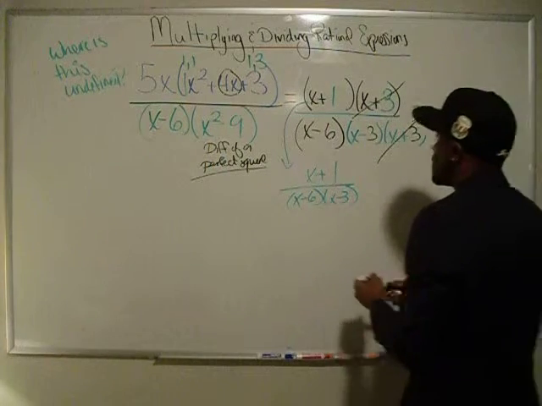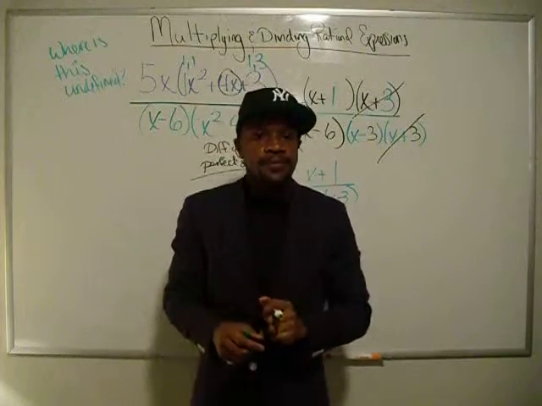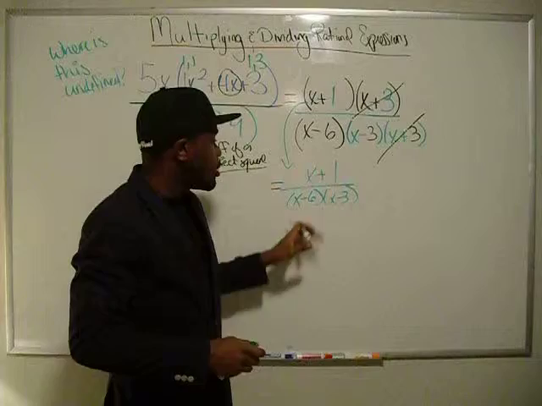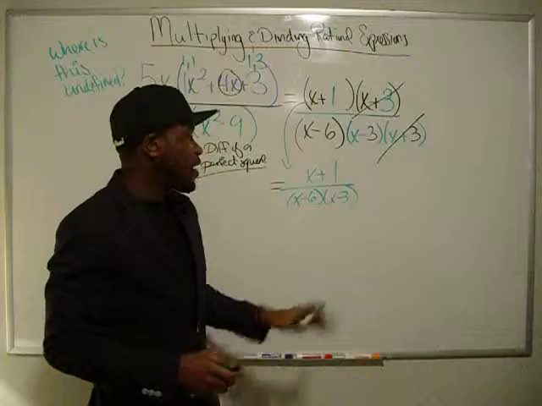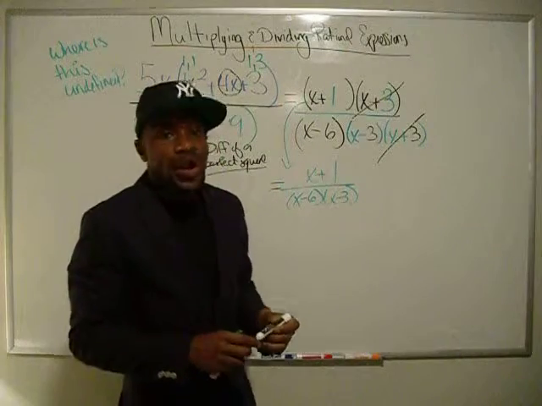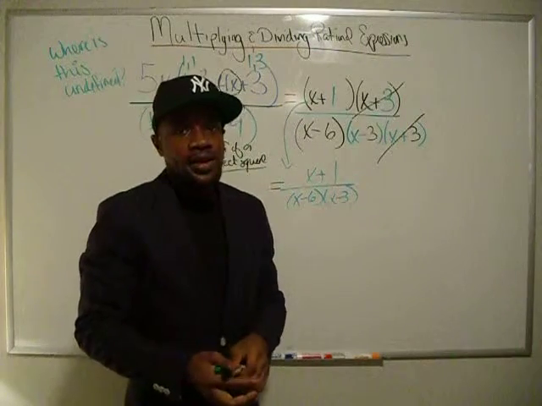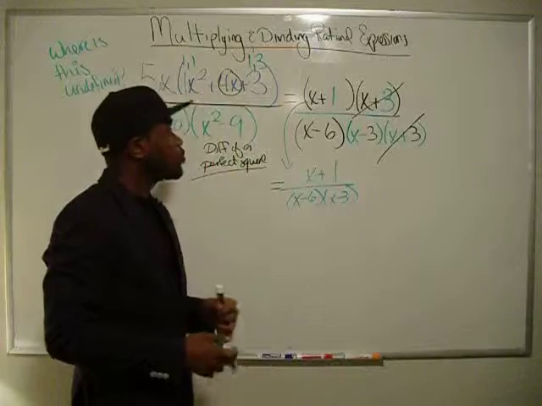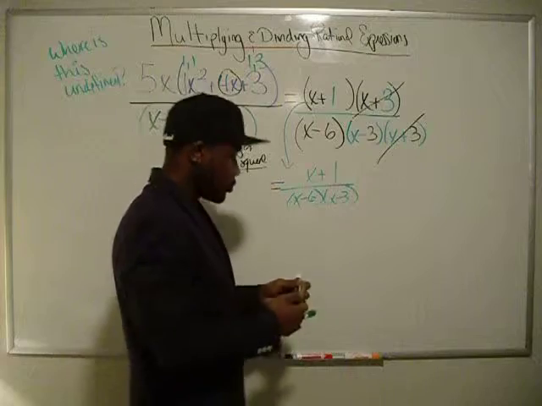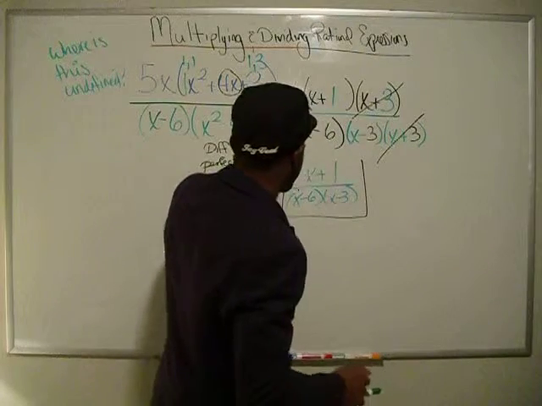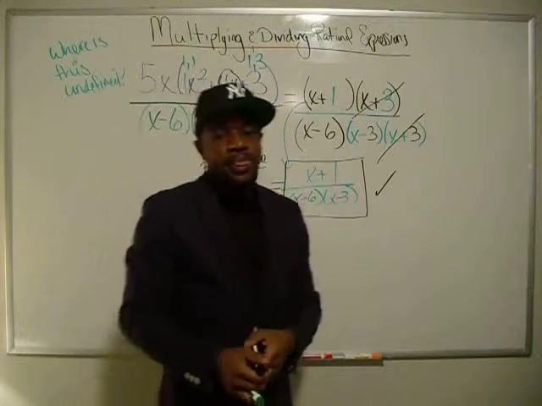Now, is this our final answer? Can we reduce this to any more terms? The answer is no, we can't. X plus 1 is its own factor, x minus 6 is its own factor, and x minus 3 is its own factor, folks. We are done. It is that simple to knock this out. This is algebra 2, multiplying and dividing rational expressions. Very simple. Let me box this up for you as your answer. Check, it's correct. We'll move on to some more examples.